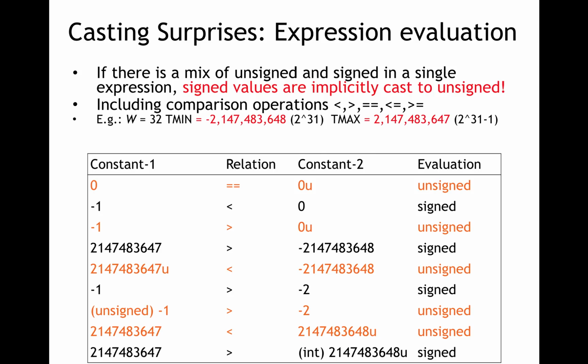Another example is row 5. This big number, 2147483647, compared to a signed number, which is a negative number, this signed number will be changed to an unsigned number. It will be just like 2147483648, a little bit larger than this big number, because it's implicitly cast to an unsigned number.